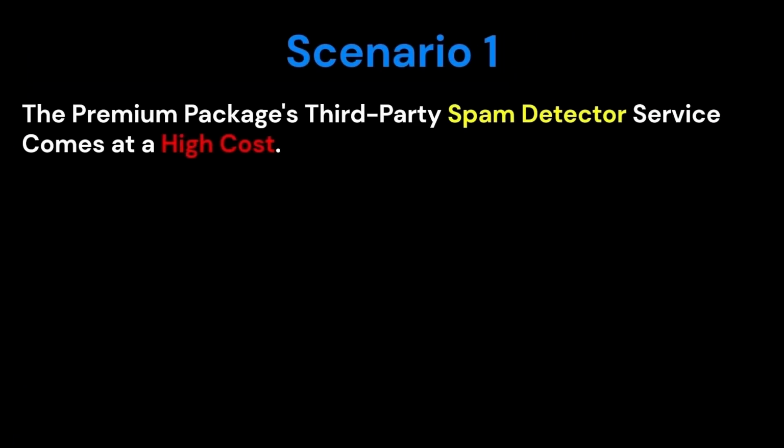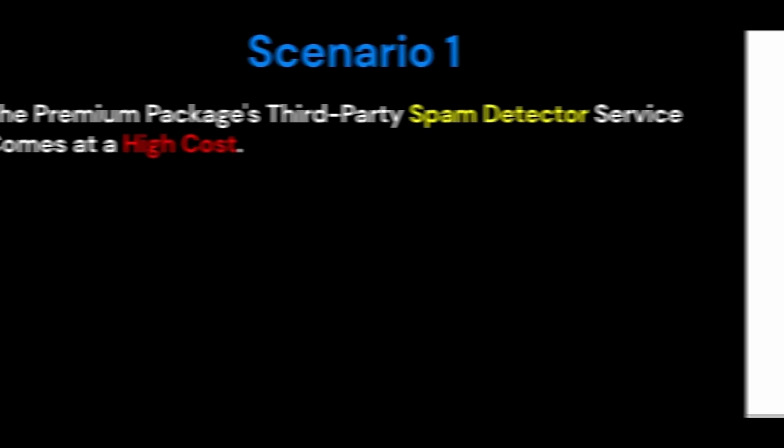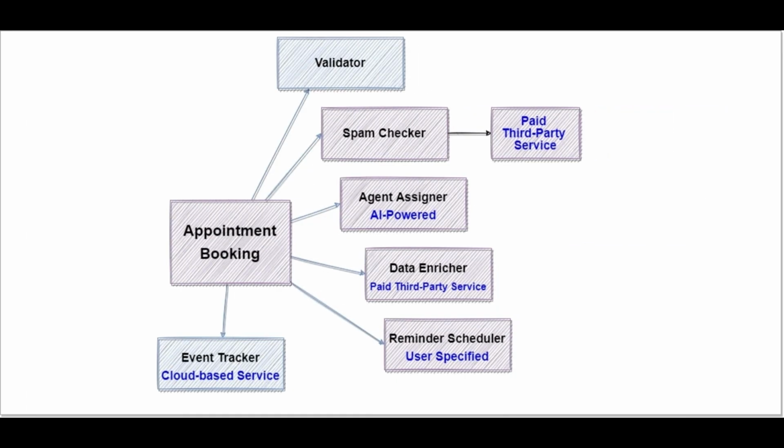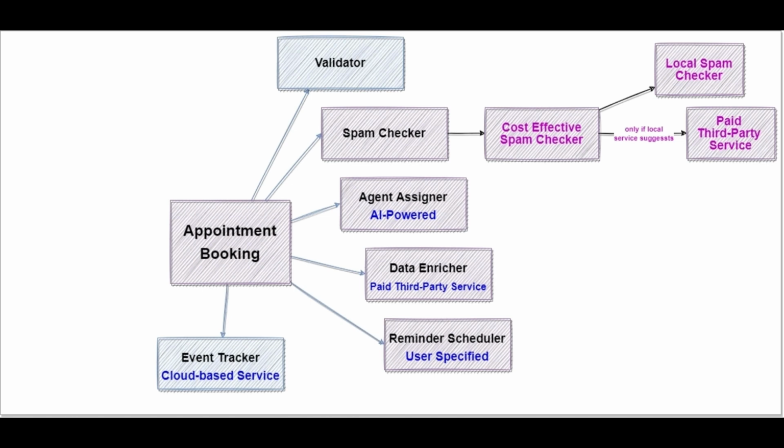Now let's see some scenarios. The third-party spam detector service used in the premium package has turned out to be very costly. Though it's a great service, we still want to use it, but we need to minimize the cost. How can we do this? That's how our components look today. We can achieve this by making the following change. We will call the local spam checker first, and then only use the third-party service if the local spam checker recommends it.